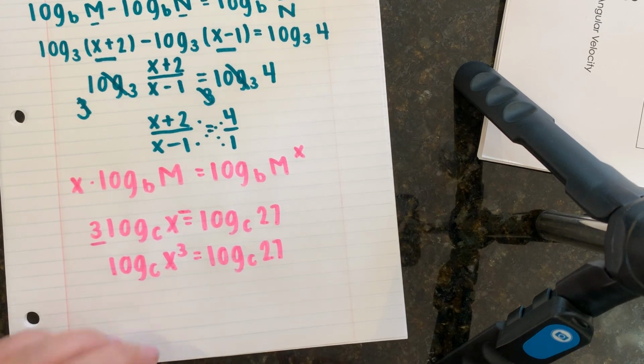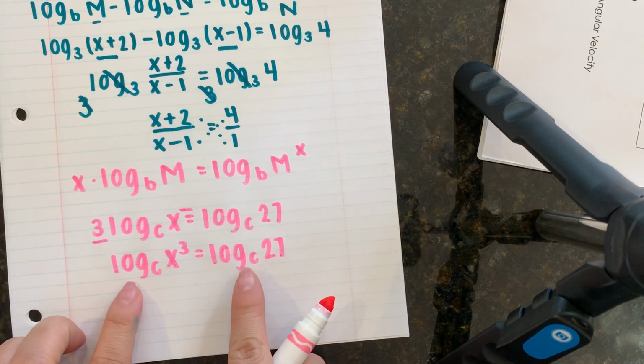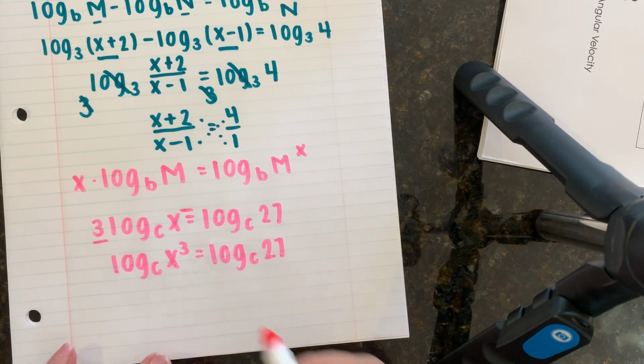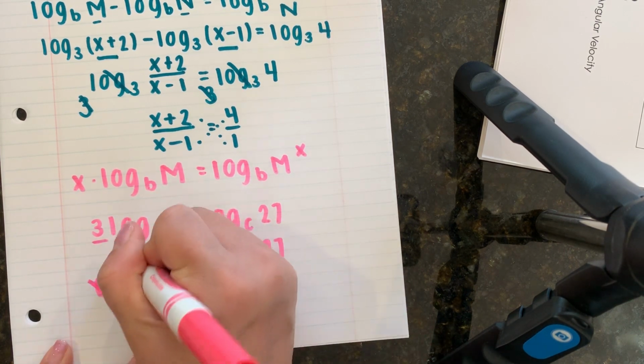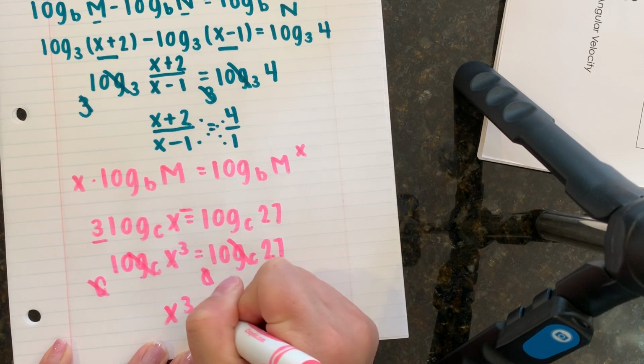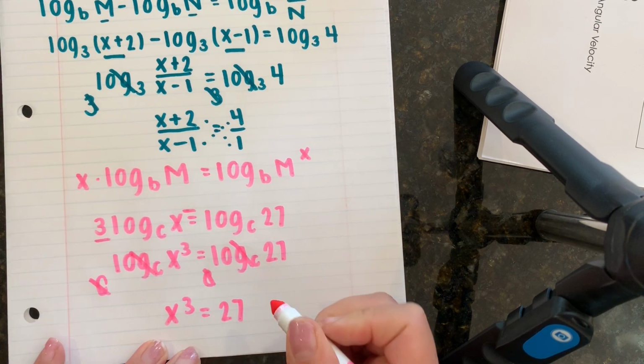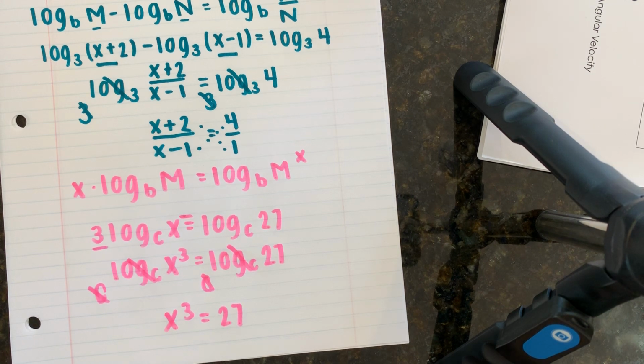Now, just like the other ones, now that we only have this log left, we're going to raise it to the power of c. So it would be c to the log c, and that's how it cancels. And now you can solve for what x is equal to, because we have x cubed is equal to 27.